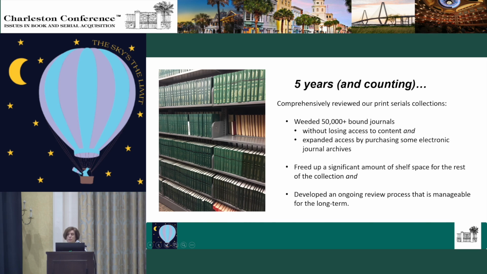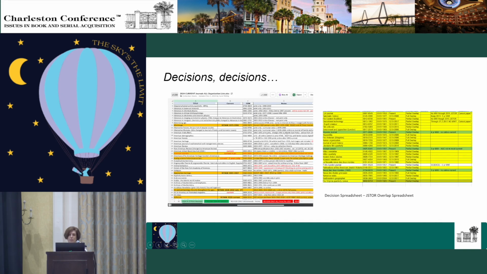In the 5 years, we weeded more than 50,000 bound journals. We did that without losing access to any content, and we actually expanded our access by purchasing electronic archives with year-end money. This gave us the significant shelf space that we needed for the renovation that we're under right now, and then it let us see what we had. So this is our decision spreadsheet.